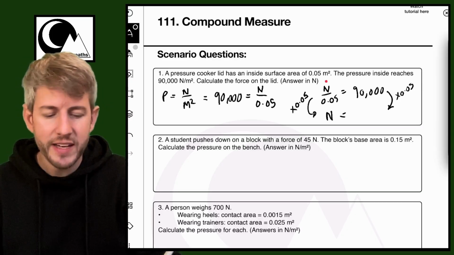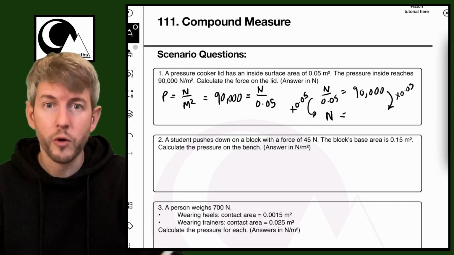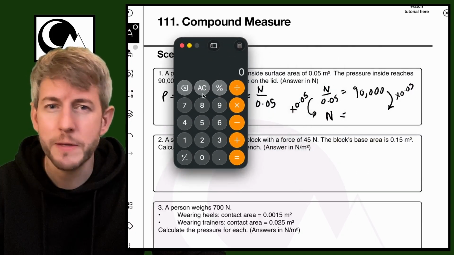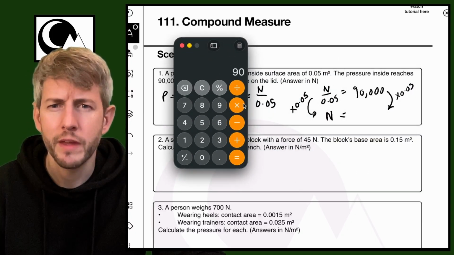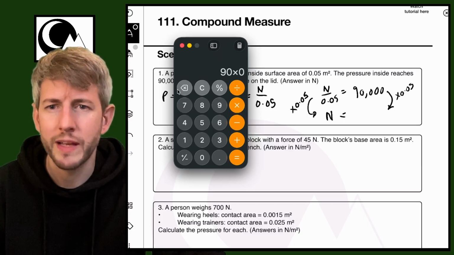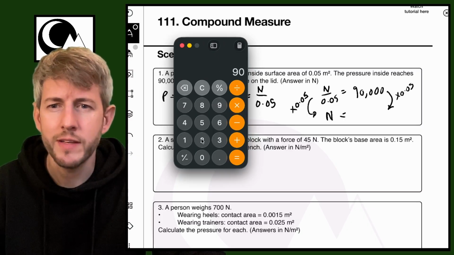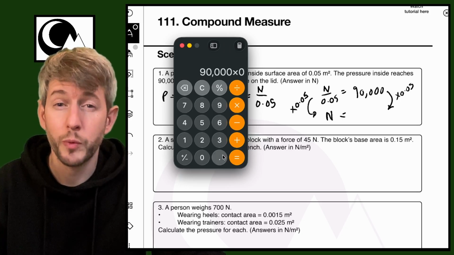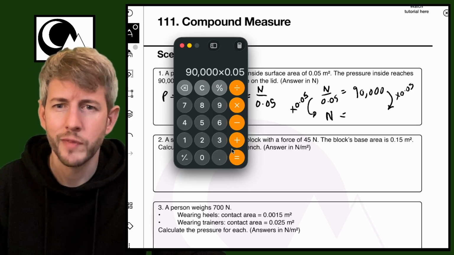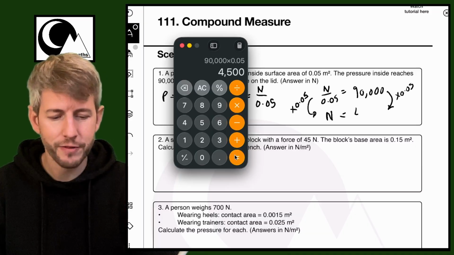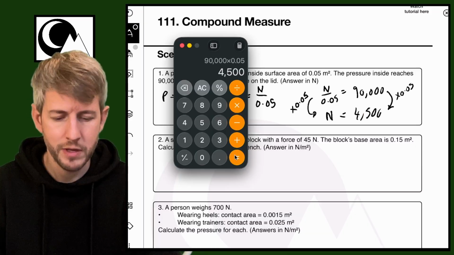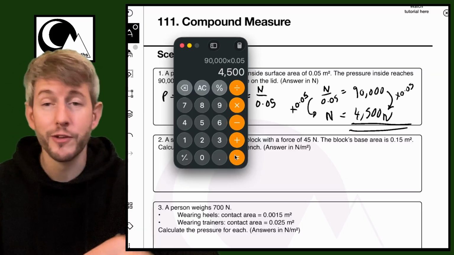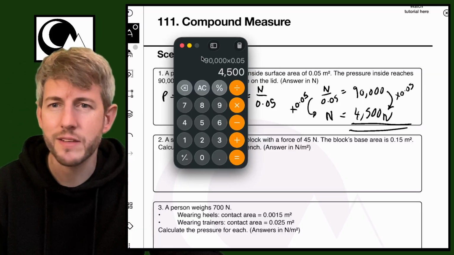So n divided by 0.05, then times 0.05 takes us back to n, and then 90,000 times 0.05 is equal to 4,500. And that is newtons. So we've got 4,500 newtons as our answer.